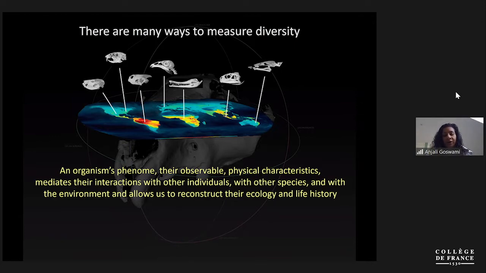More broadly, we can call this an organism's phenome. And a phenome represents their observable physical characteristics. These are the characteristics that really mediate their interactions with other individuals, with other species, with the environment. And it's also really great because it allows us to reconstruct their ecology and their life history, even when all we have is their morphology, when we don't have great genomic data like what we were just hearing about.